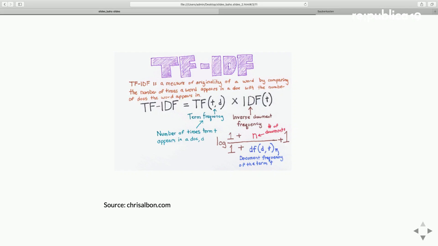So what is this measure? In the first part here, I want to select one word per title. And TF-IDF, the term frequency inverse document frequency, is a measure of originality of a word by comparing the number of times the word appears in a document, so here in the title, with the number of titles it appears in across the whole corpus of titles. So two things: the more often a word is in one title, the higher this value is, but at the same time, the more often this word is in all the other titles, the lower it is. So the more special, basically, this word would be.